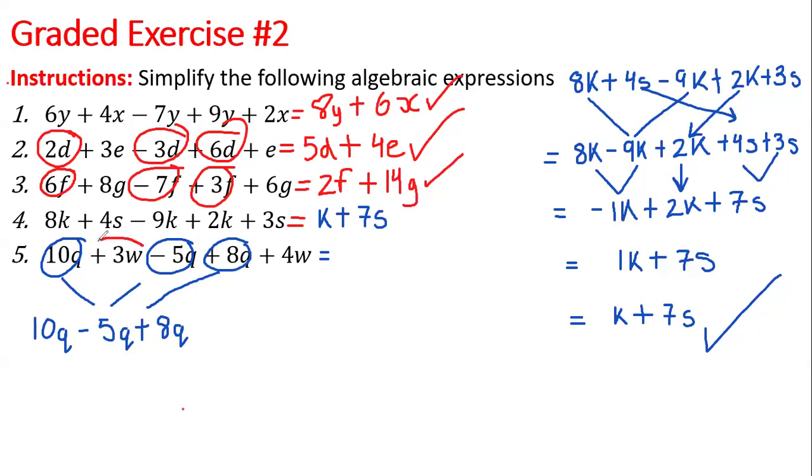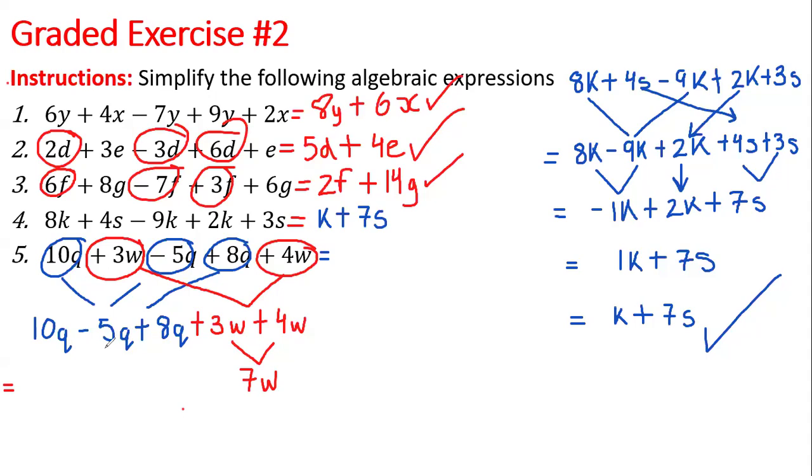Then we have 3W and what? 4W. So we bring this together. So we have plus 3W. Plus what? Plus 4W. And that leaves us with, what is 3W plus 4W? That's going to be what? 7W, right? 7W. Good. And we have what?